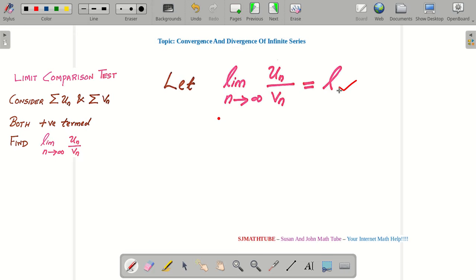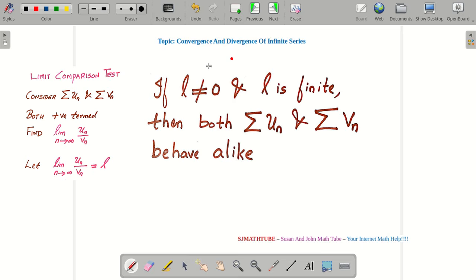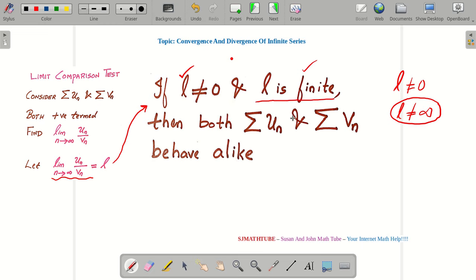Now comes the most important part. Let's say the value L is not equal to 0. Take a look at this. We found the value of the limit, and the value of the limit is L. Now assume the value is not equal to 0 and is a finite number. In other words, it's not equal to 0 and it's not equal to infinity. It's weird to write like this. That's why in your books they write that L is not equal to 0 and L is finite.